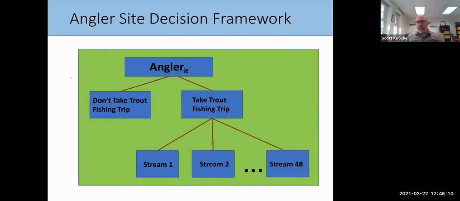You have a decision process. An angler can decide whether to take a trip or not. And if they do decide to take a trip, where do they go? Each of those streams would have characteristics, the number of stocked trout, the amount of wild trout that live in the stream, both brown trout and brook trout in the case of Maryland.